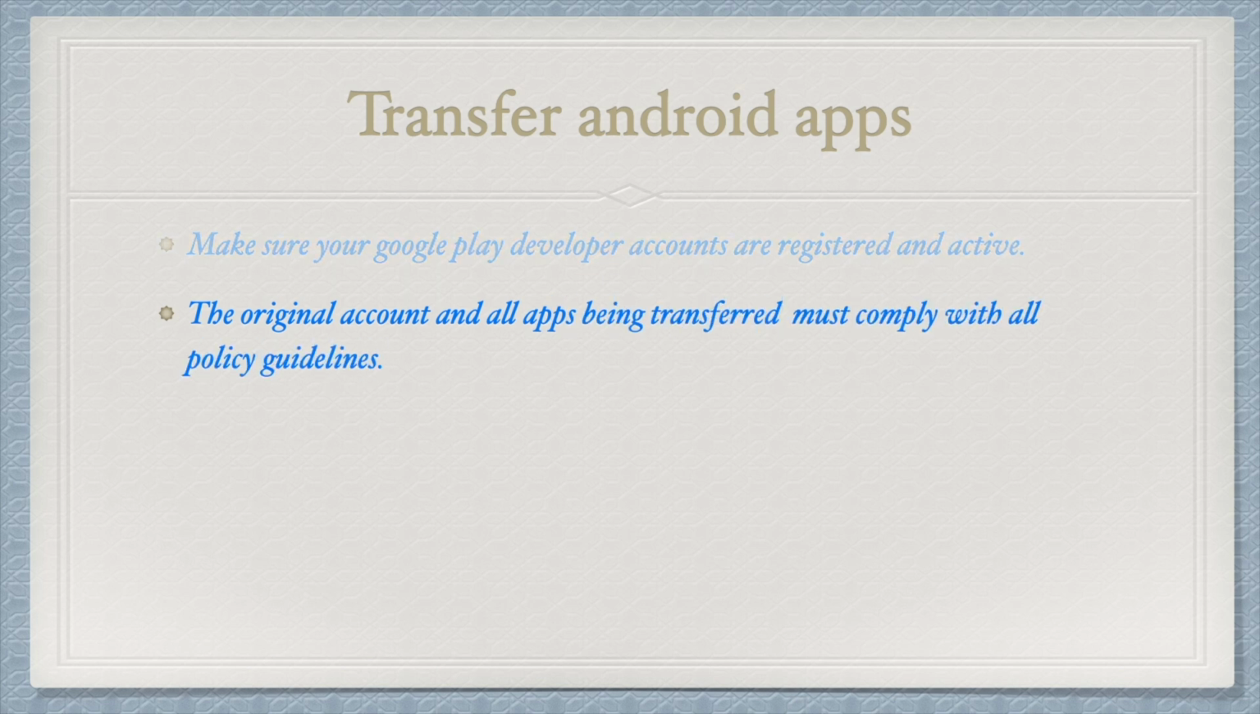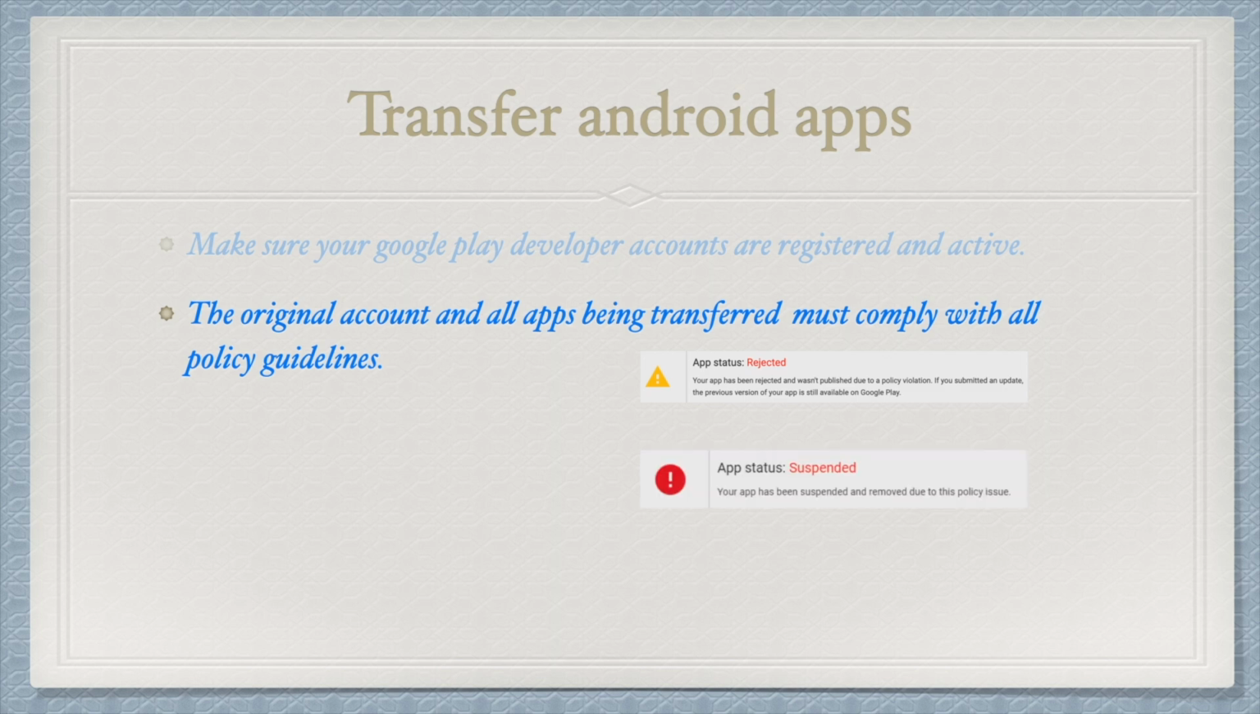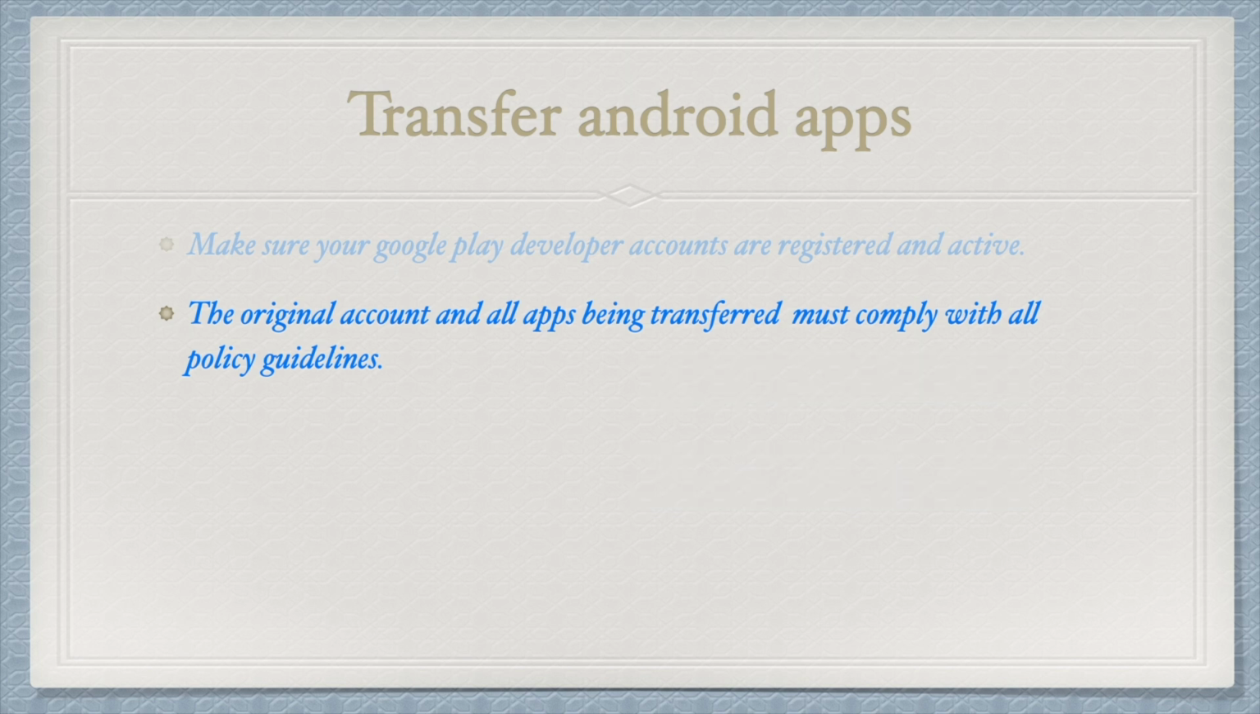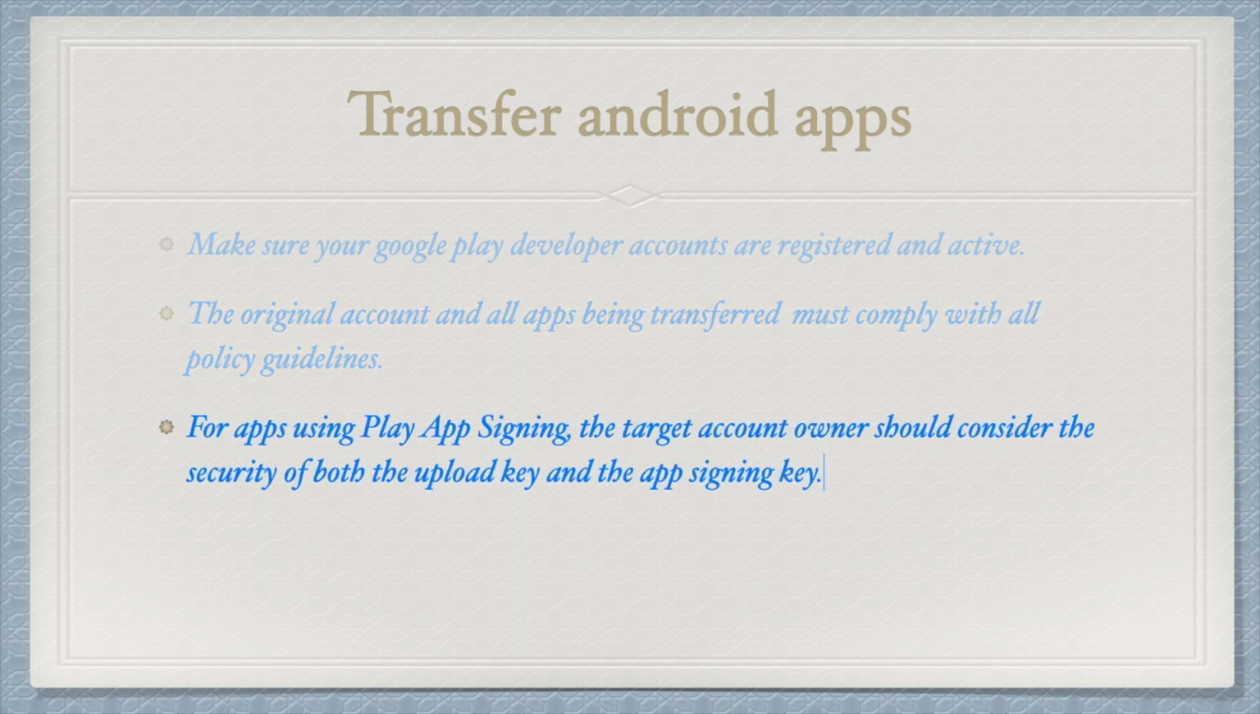Means the apps you are trying to transfer should not have any policy violation issues and the app should not be in rejected or suspended state. Because by transferring these types of apps, you may be putting your new target account also at risk. Third one, for apps using Play App Signing, the target account owner should receive the upload key and app signing key from the original account owner for further app updates.